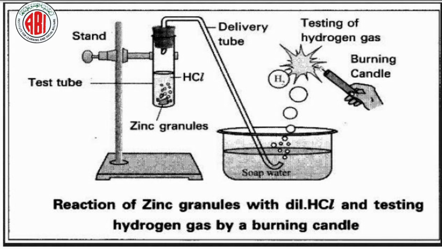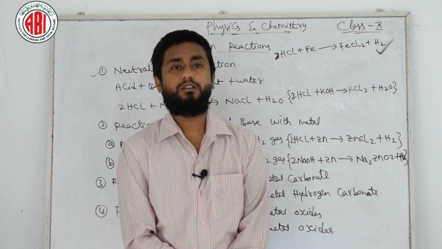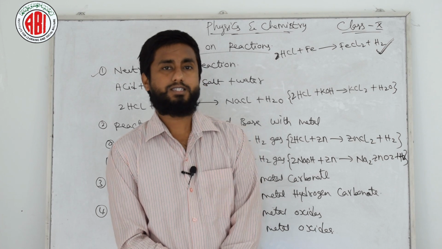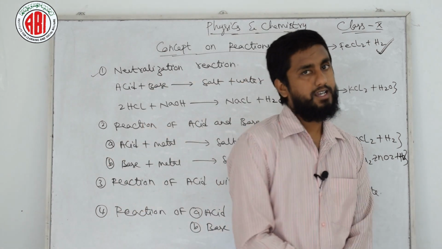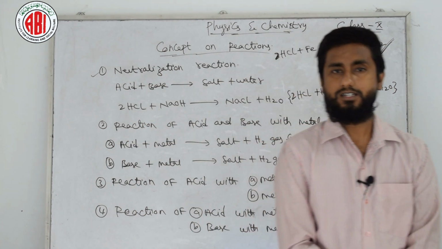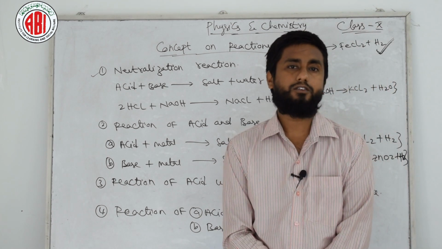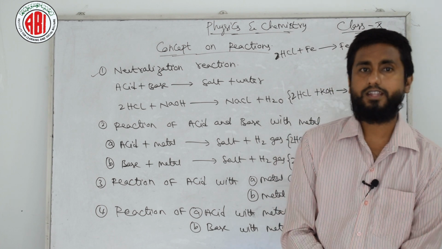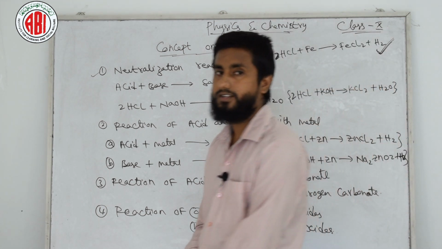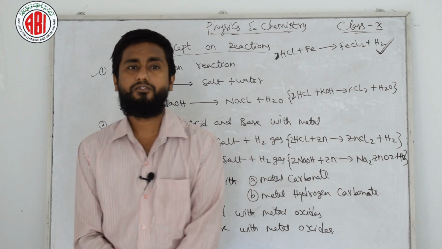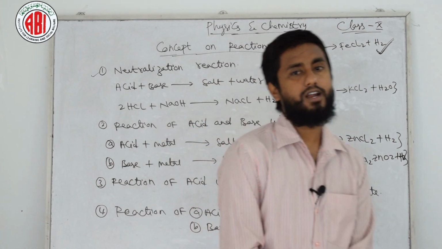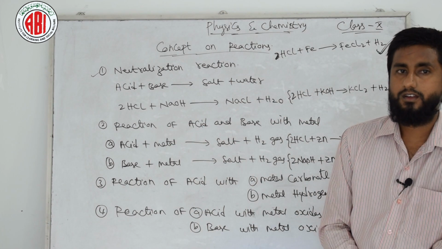Now look at me. Procedure: set the apparatus as shown in the diagram. Now take about 10 ml dilute HCl in a test tube. Add a few zinc granules in it.